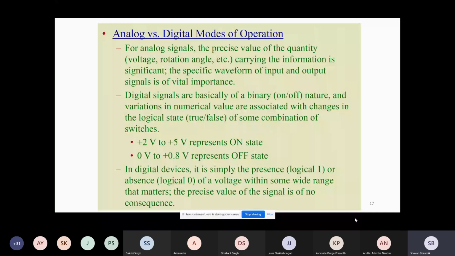So if your lower limit of any voltage is 0 volt and upper limit is 5 volt, you can get any voltage in between. That means it's a kind of continuous output that you may get, and that is called the analog mode of operation. The specific waveforms, particularly how the signals are changing and what may be the frequency, all those things of input and output are of vital importance. So initially we preferred analog signal operation and the error is less, but nowadays digital signal operation is coming and there are huge advantages.